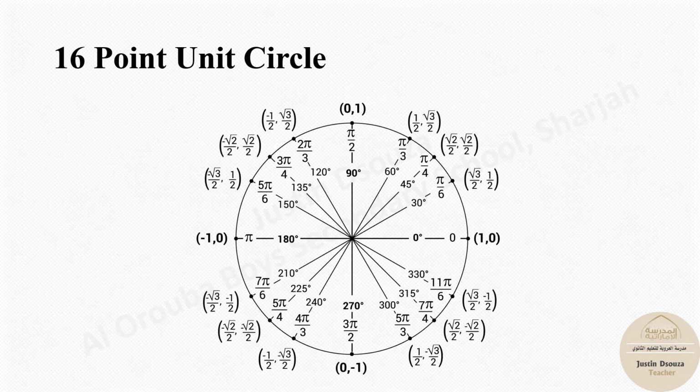Now, before we start solving, we have to have the knowledge of the 16-point unit circle. You can see this is the unit circle. The first value over here is cos and the second value is sine. Now this keeps on going at different angles, say 30, 45, 60, 90 and so on. It is a must to know exactly what the values are for different angles.